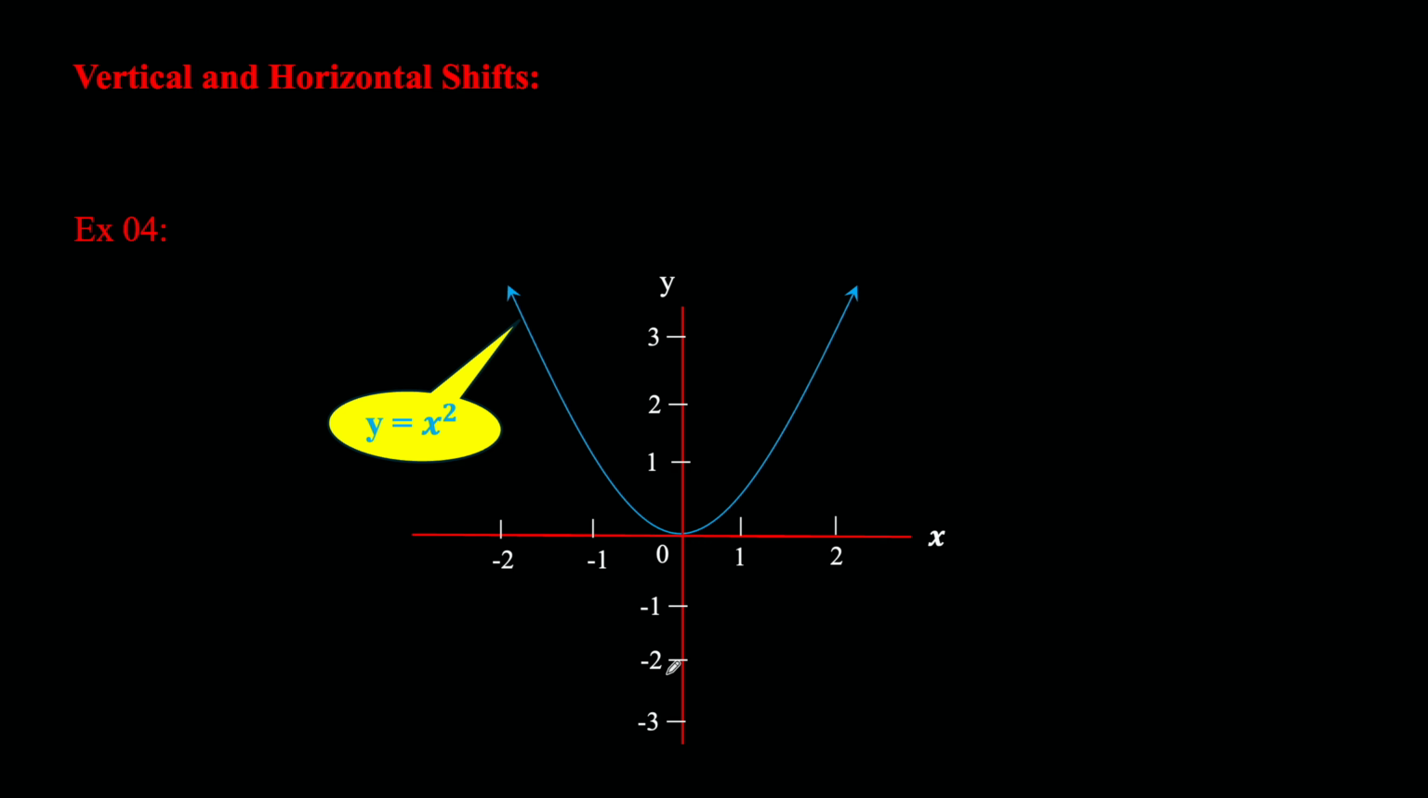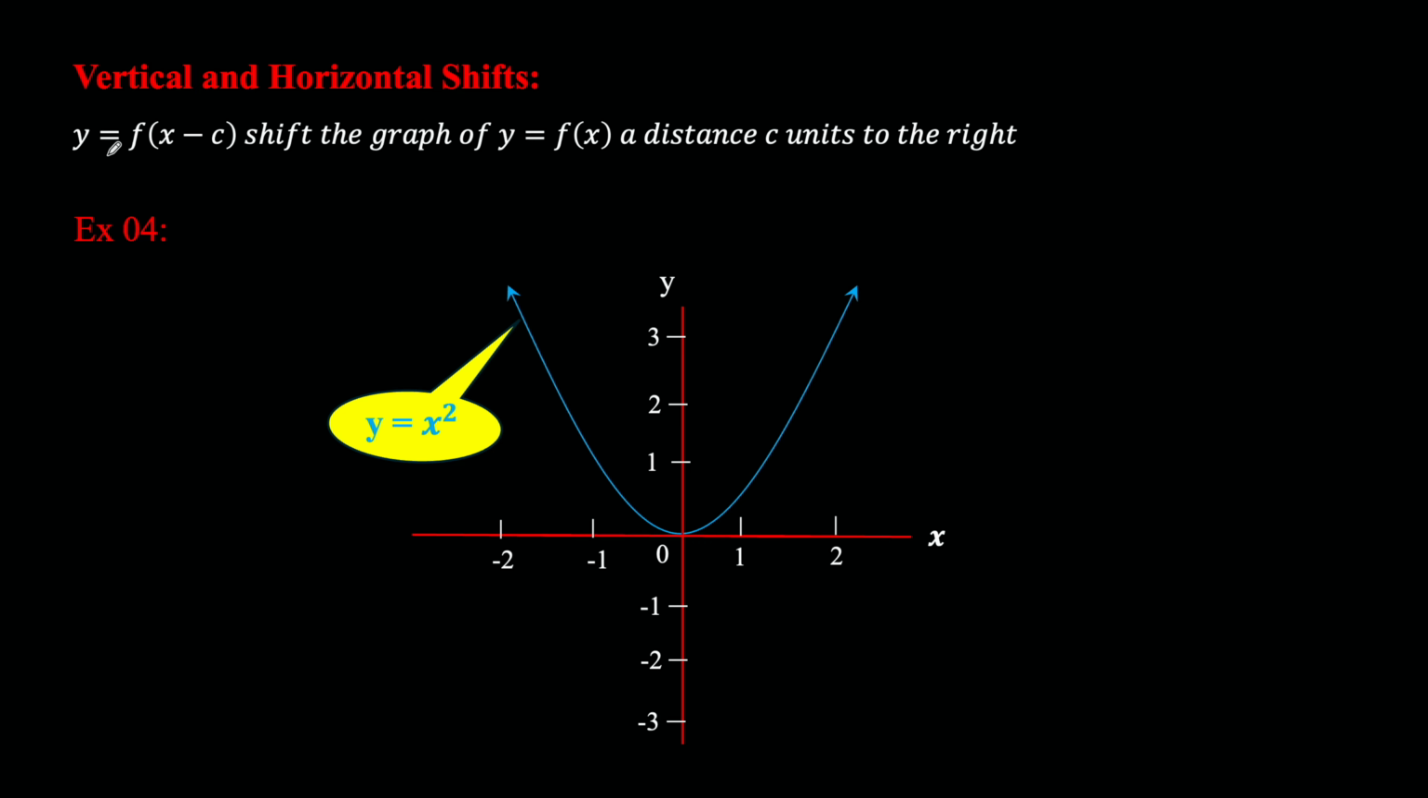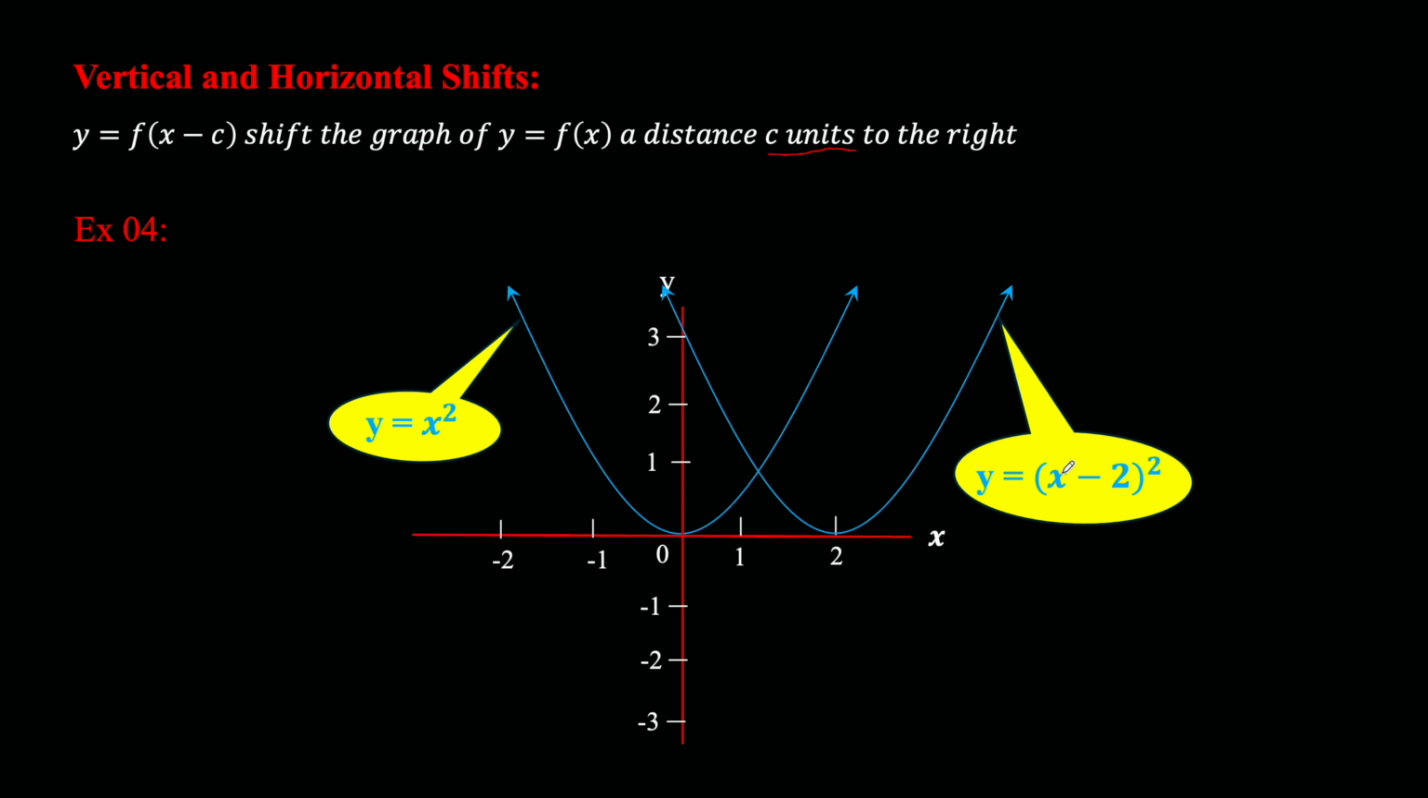Let's see our fourth example. y is equal to f of x minus c. You see, this time c is included into the operation. So this shifts the graph of y is equal to f of x a distance c units, okay, to the right. So we do it as follows. We can choose the number also. We are not obliged to always take 2. If you want, you can take 1 or 3 or 4 or 1000 as you wish. I took 2, so we take 2.